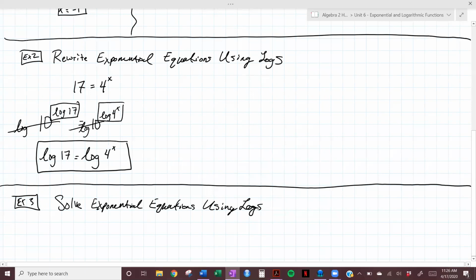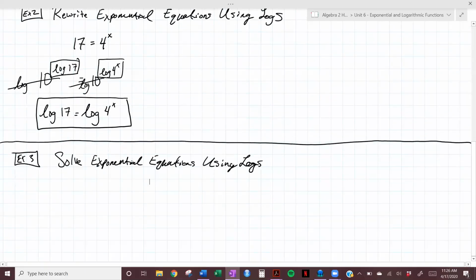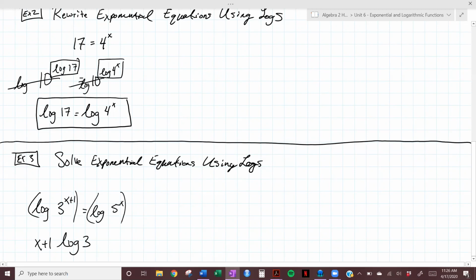Okay, so the equation we are presented with is 3 to the x plus 1 equals 5 to the x. So what we have to do first is take the log of each side. When we take the log, this becomes x plus 1 times log of 3 equals x log of 5.